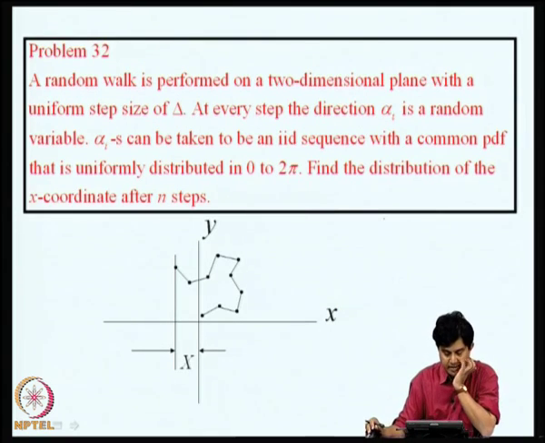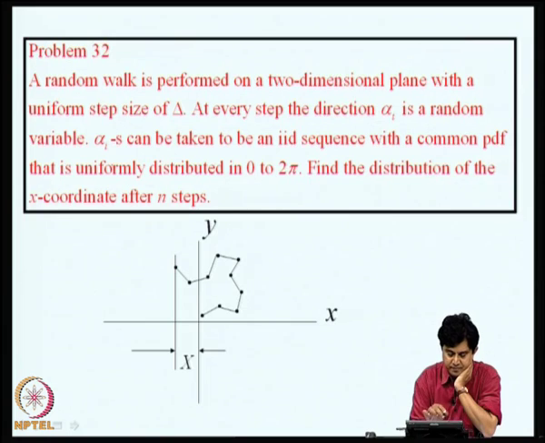I will return to some comments on this example shortly. We will consider another problem. Here we consider a random walk that is performed on a 2-dimensional plane with a uniform step size of delta. At every step, the direction alpha i is a random variable, and the alpha i are taken to be an IID sequence with a common PDF that is uniformly distributed in 0 to 2 pi. Find the distribution of the x coordinate after n steps.